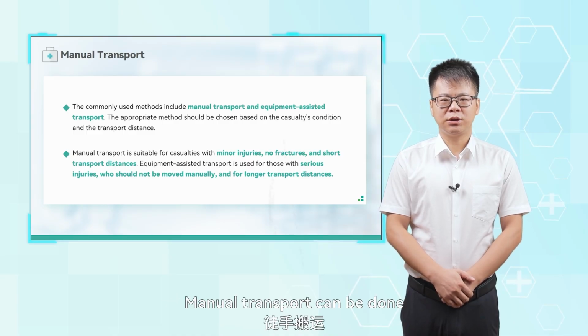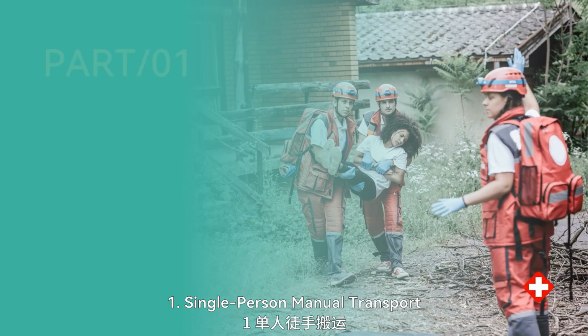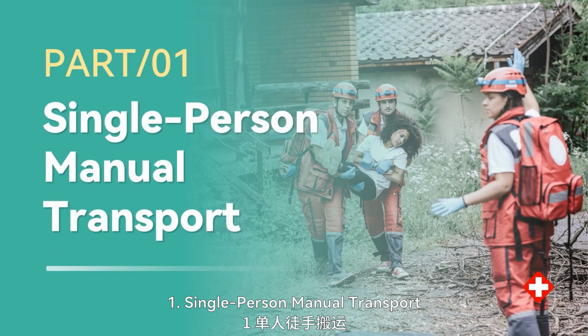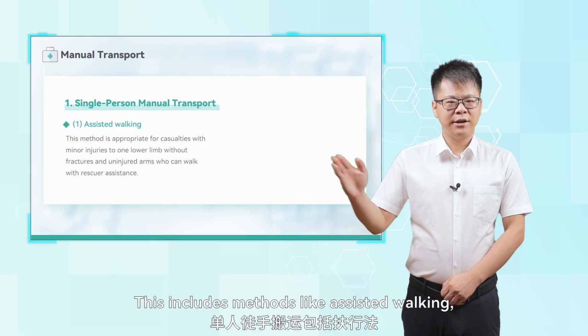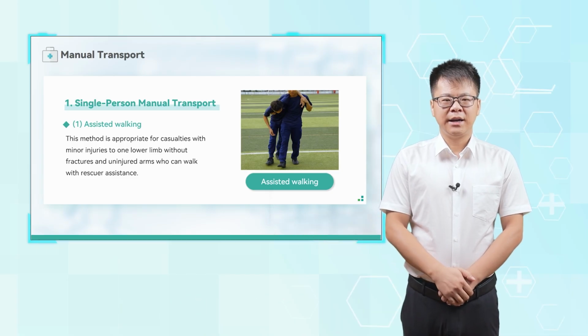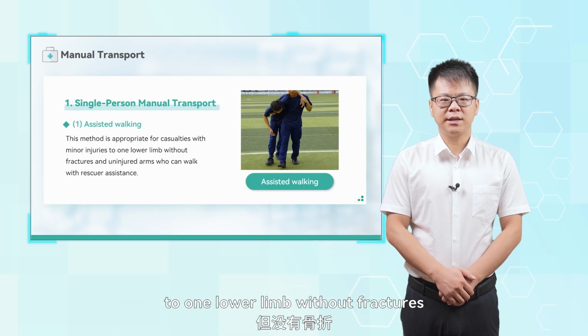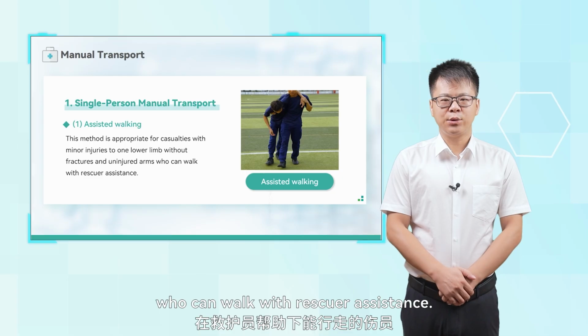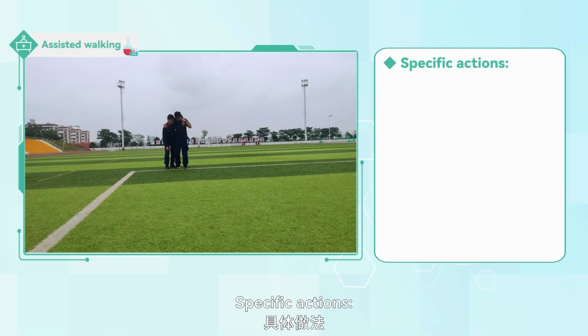Manual transport can be done by 1, 2, or 3 people. 1. Single-person manual transport. This includes methods like assisted walking, piggybacking, carrying, dragging, and crawling. Assisted walking is appropriate for casualties with minor injuries to one lower limb without fractures and uninjured arms who can walk with rescuer assistance. Specific actions.